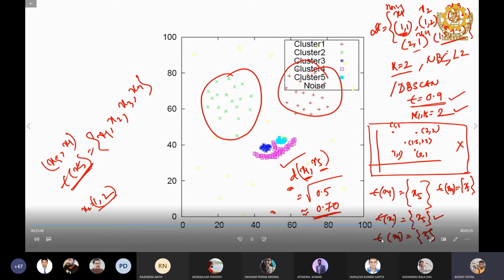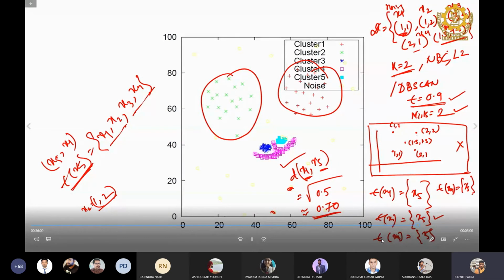This is the core point and its neighbors. What will be the neighbors within the epsilon? That is x1, x2, x3 and x4. These points were already seen, but they were temporarily noisy points. Now you mark these points as actually part of the cluster. So it will form a single cluster by DBSCAN.